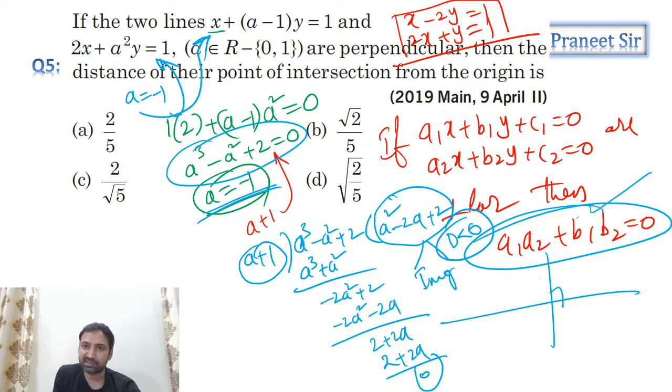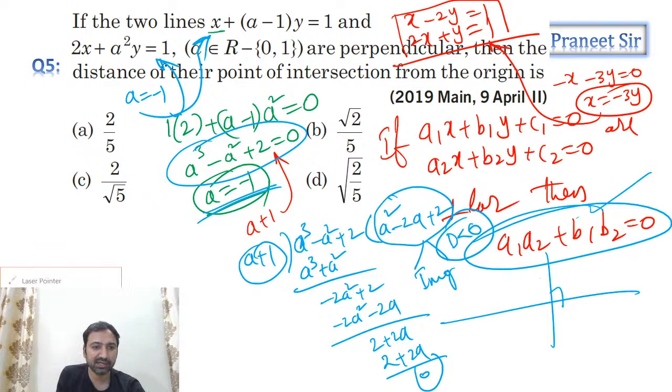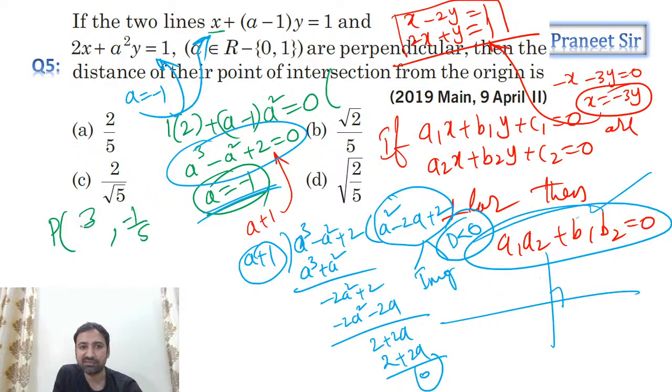Now from these we can solve for the point of intersection. If you subtract, we get −x − 3y = 0, so x = −3y. If you substitute, we can calculate the point of intersection. The y value is −1/5 and the x value is 3/5.